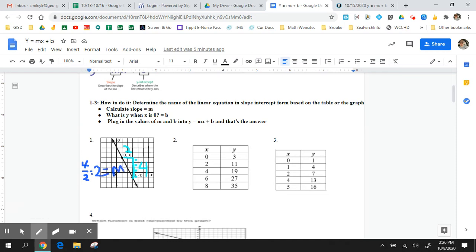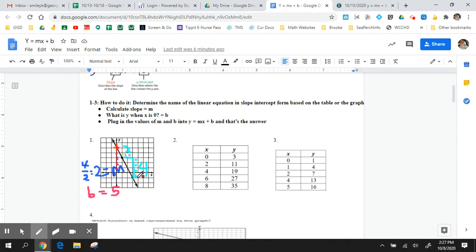That's our m. Now, it says on the next bullet point, what is our y when x is 0? What that means is, where does it cross your y-axis? So we want to know the y-intercept, and that is this point right here. Where does it cross that intersection point? It crossed the y-axis right here, somewhere there, right? So we have to count. There's 1, 2, 3, 4, 5. So our b is equal to 5.